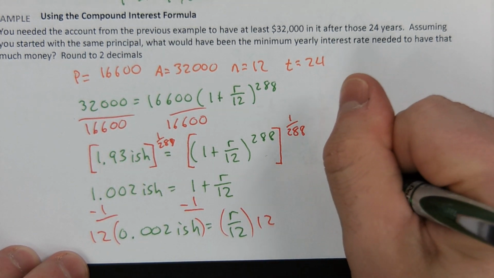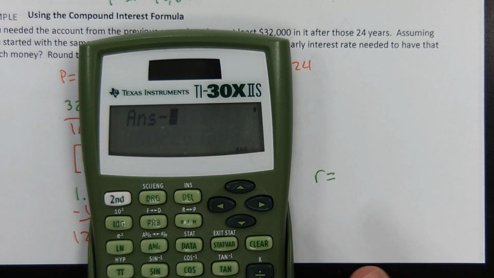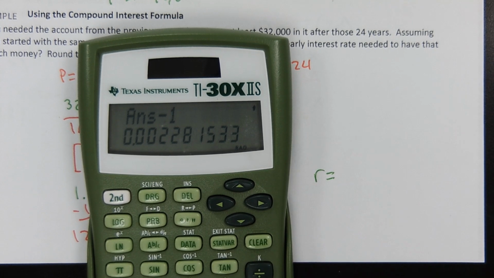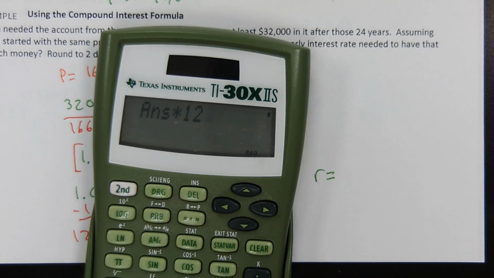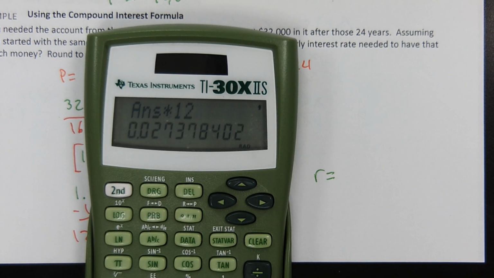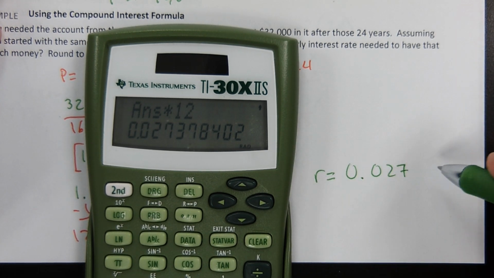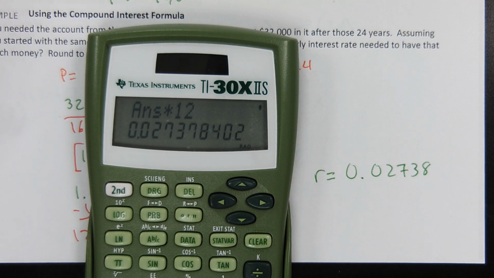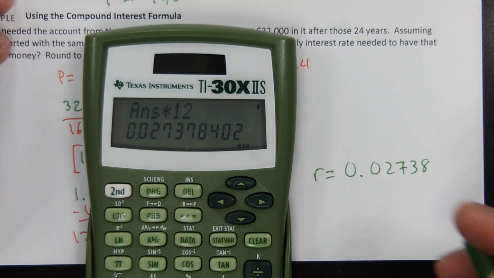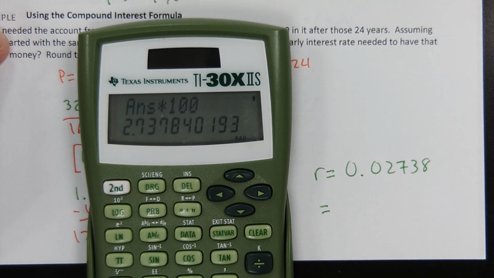And that's going to leave me with R equals this number, the 0.002-ish number, times 12. You see the calculator handled all the decimals for me. I get this is about 0.02738. Mr. M, why'd you go to so many decimals? Because I wanted a percent. So times 100. Round that to 2 decimals.